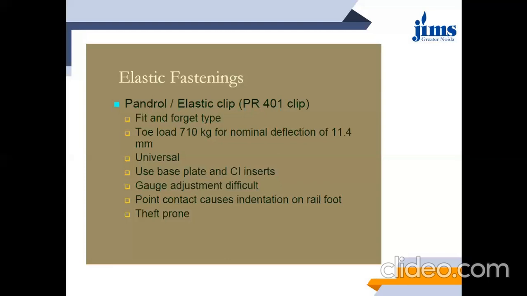Plus, being constructed of cast iron and easily removable, these are actually theft prone. In India there are certain instances where you will find people stealing away all these pandrol clips. All they have to do is take a big hammer, go there, and remove it. So this is one of the major reasons that they have to be protected, and they have to be fixed in such a way that they should not be theft prone.